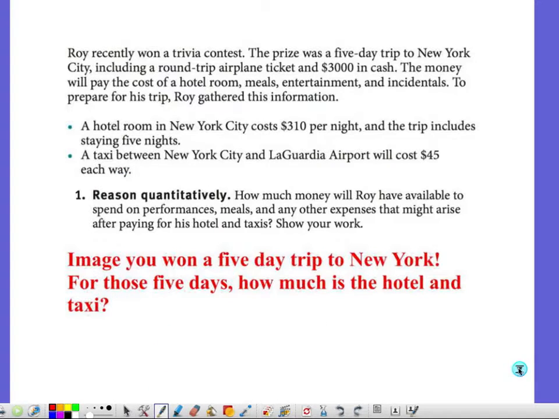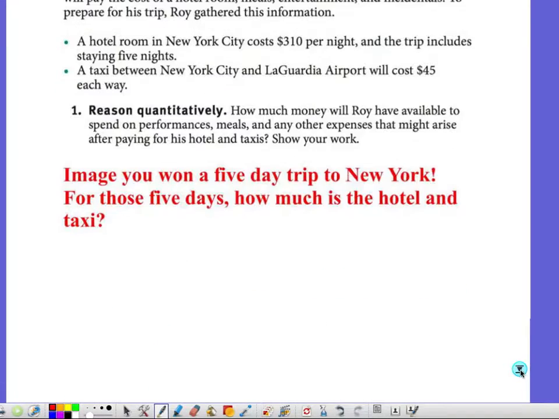So imagine that you are the one who won the 5-day trip. You have $3,000 in your hands to visit New York City. So the first thing you want to do is find out how much a hotel is going to cost you for 5 days, and how much a taxi is going to cost you for a round trip. So 310 is the cost for 1 day. For 5 days, you have to multiply 310 times 5.